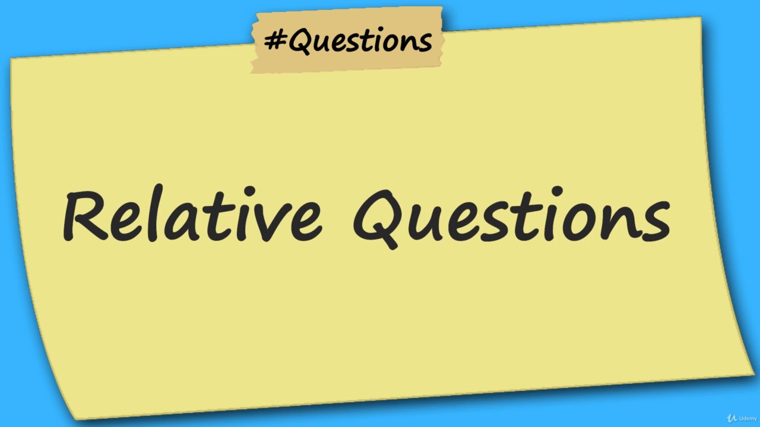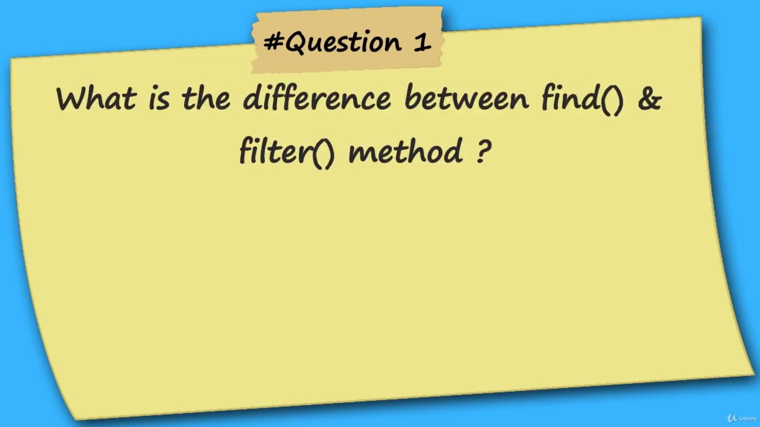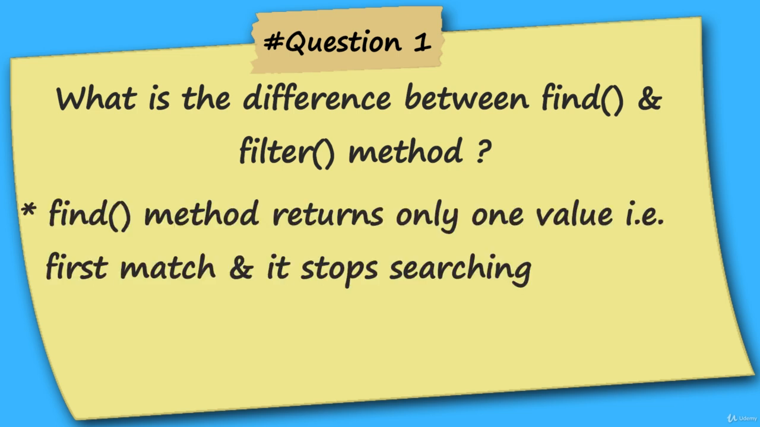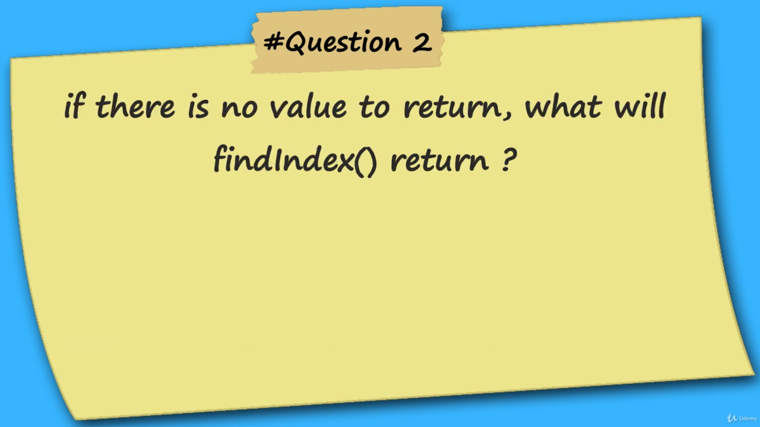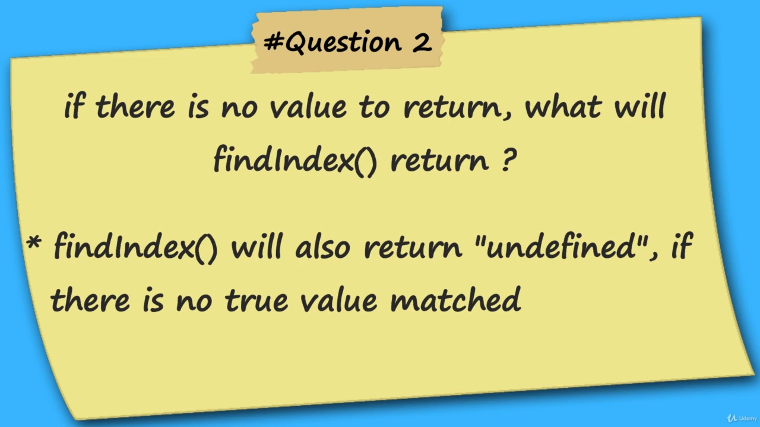Now let's discuss the related questions of this topic. The first question is, what is the difference between the find and filter methods? We have seen that find returns only one value, the first match, and it stops searching, whereas filter returns a new array. The second question is, if there is no value to return, what will findIndex return? findIndex will also return undefined if there is no true value matched.